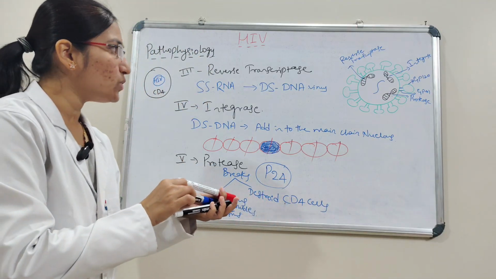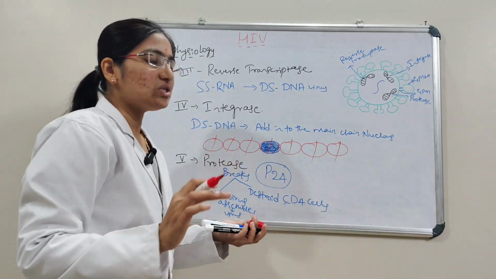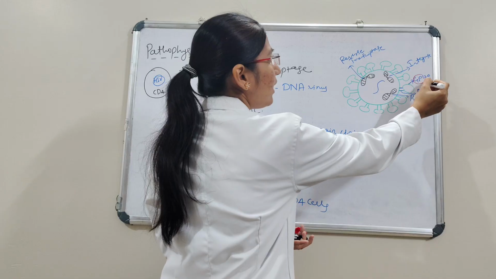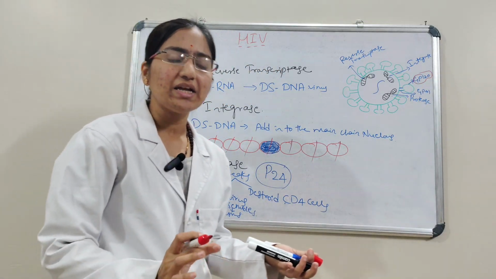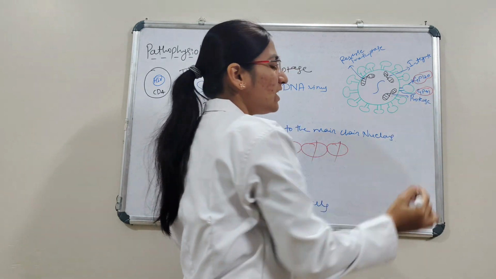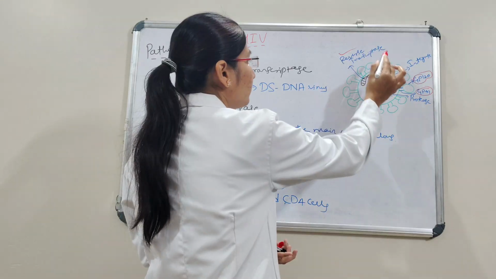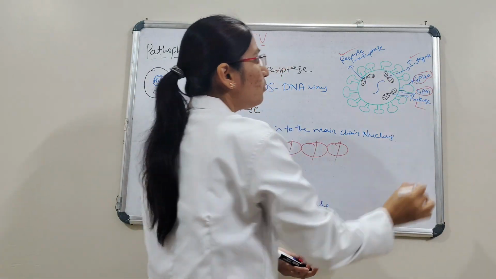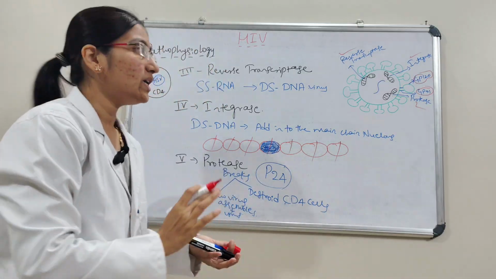Here you have to keep the stages in mind. The first stage is glycoprotein 120, called an entry inhibitor. The second stage is glycoprotein 41, a fusion inhibitor. The third stage is reverse transcriptase. The fourth stage is integrase. The fifth one is protease. This is all about the pathophysiology of HIV.